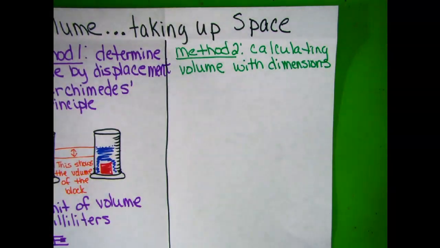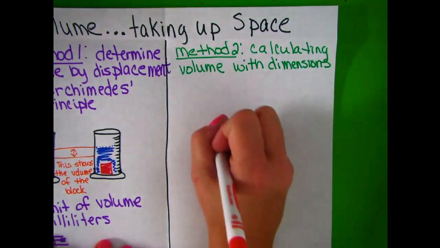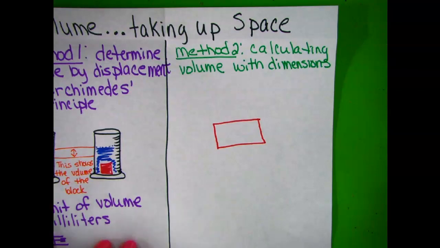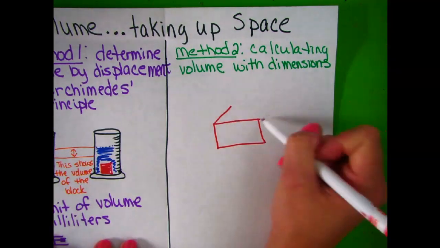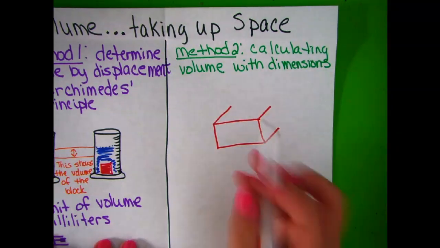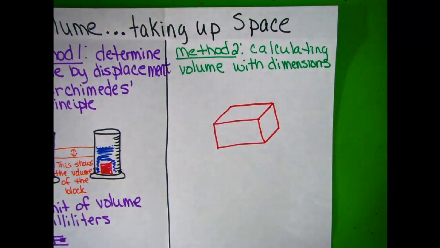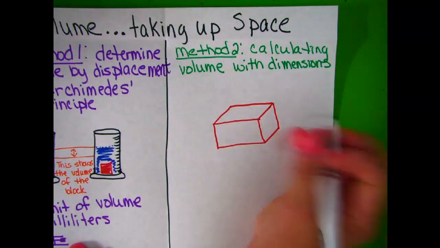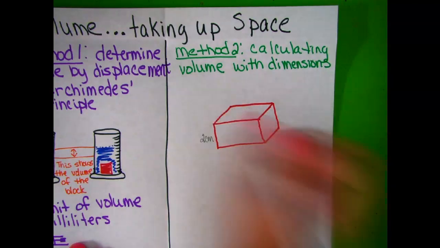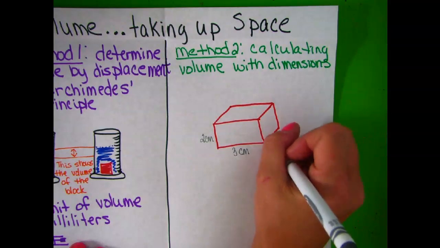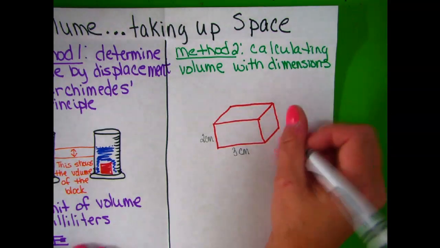So then I am going to draw a block. So I'm going to draw a rectangle, just like that. And off the rectangle, I am going to draw 3 lines coming off of that side, and then I'm going to connect those lines. And that's how you draw a block. I am going to give measurements. So let's say this is 2 centimeters. I'm going to say this is 3 centimeters. We'll do this one 2 again.